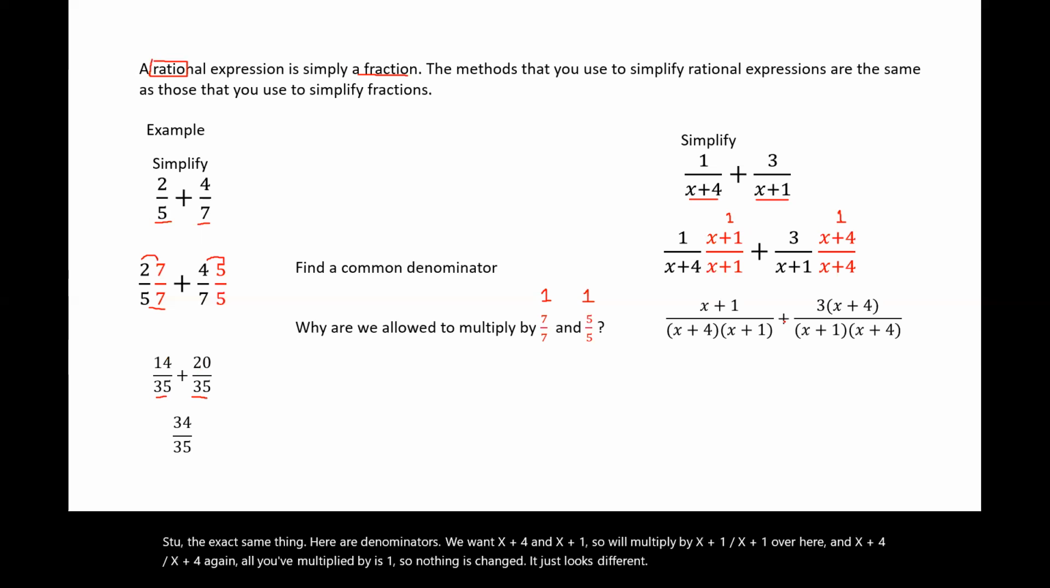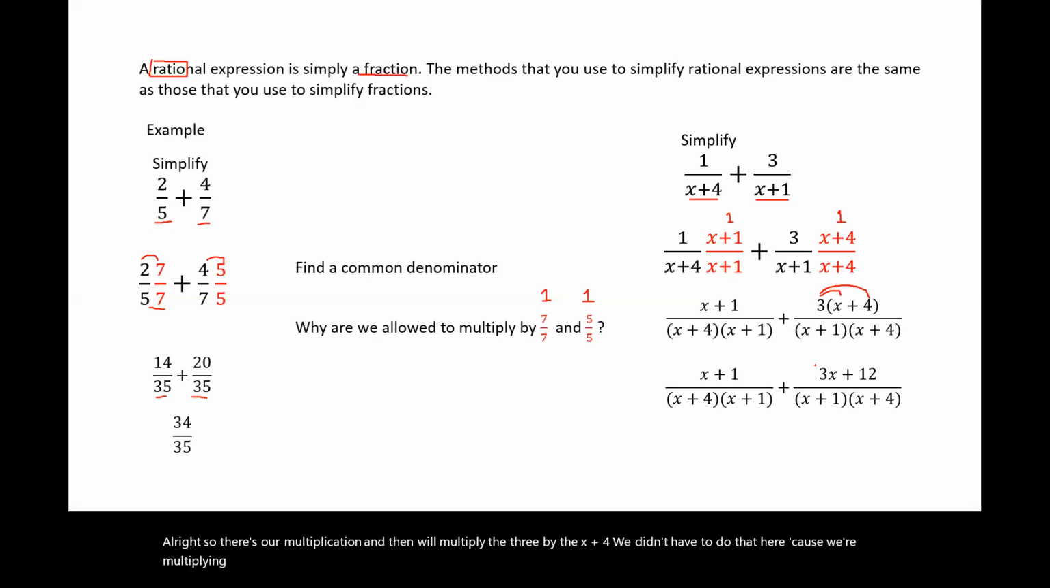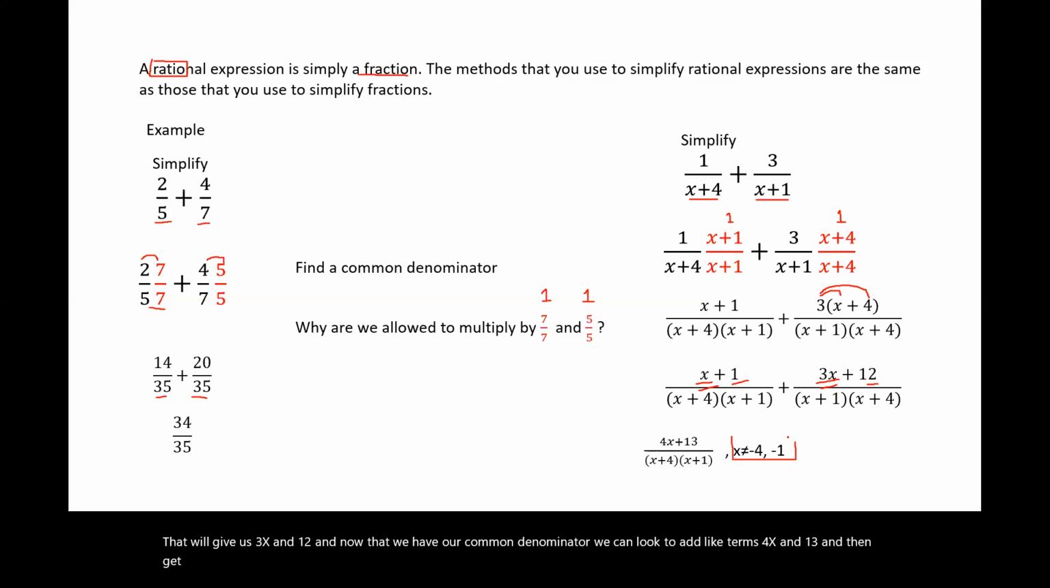All right, so there's our multiplication, and then we'll multiply the 3 by the x plus 4. We didn't have to do that here because we were multiplying by 1. That will give us 3x and 12. And now that we have our common denominator, we can look to add like terms. 4x and 13.